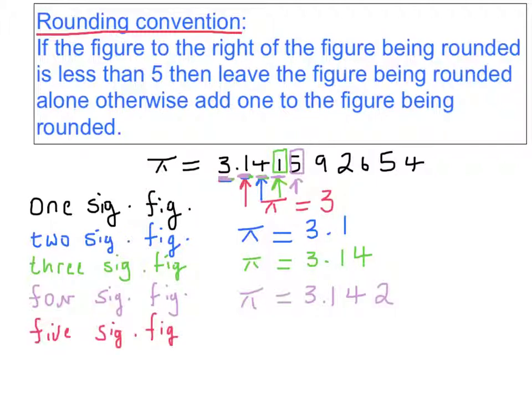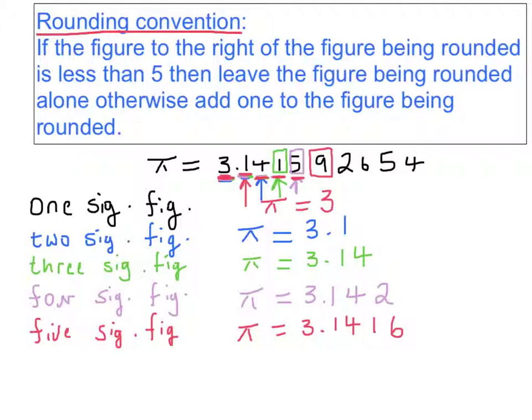Let's repeat that one more time, and we'll round this number to 5 significant figures. So let me underline the 5: 1, 2, 3, 4, 5, right? You go to the one to the right of it, which is a 9, and if it's 5 or greater, we have to add 1. So the answer is going to be pi is equal to 3.141, and we're going to have to add 1 to the 5, so we get 6.